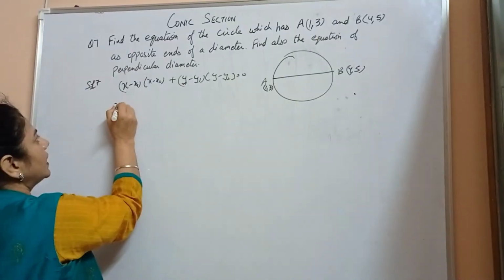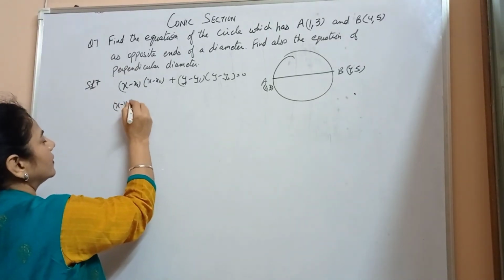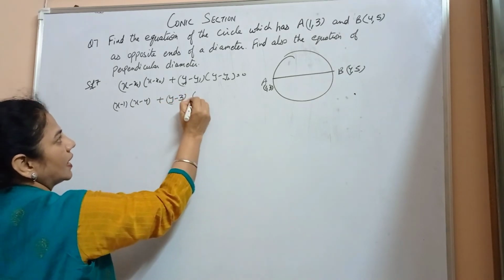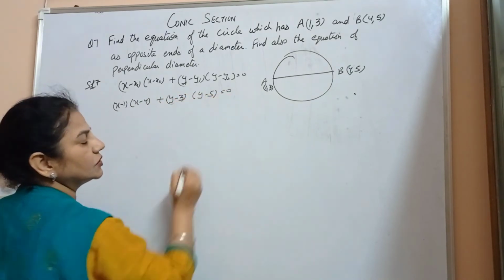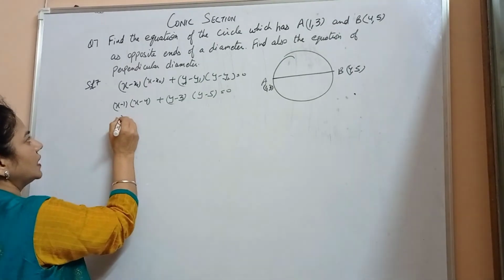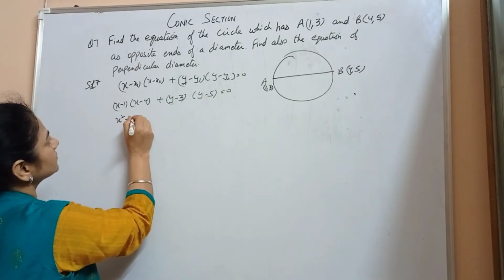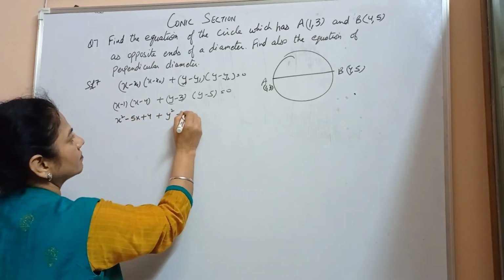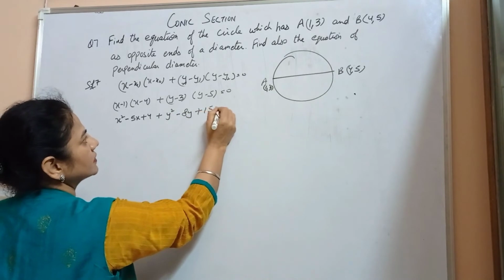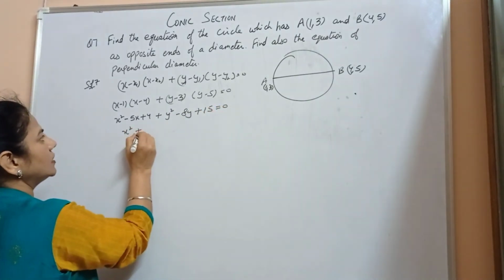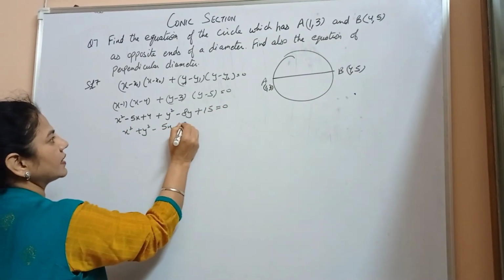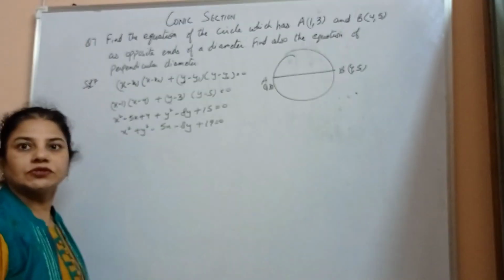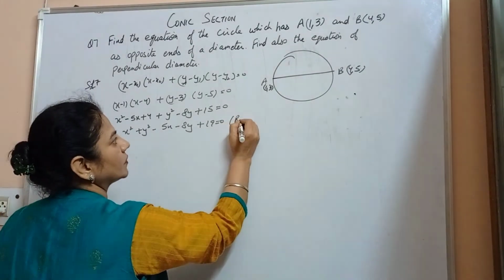So here we have x minus 1, x minus 4 plus y minus 3 and y minus 5 is equal to 0. The equation is given as x square minus 5x plus 4 plus y square minus 8y plus 15 is equal to 0. That means x square plus y square minus 5x minus 8y plus 19 is equal to 0 is the required equation of a circle.